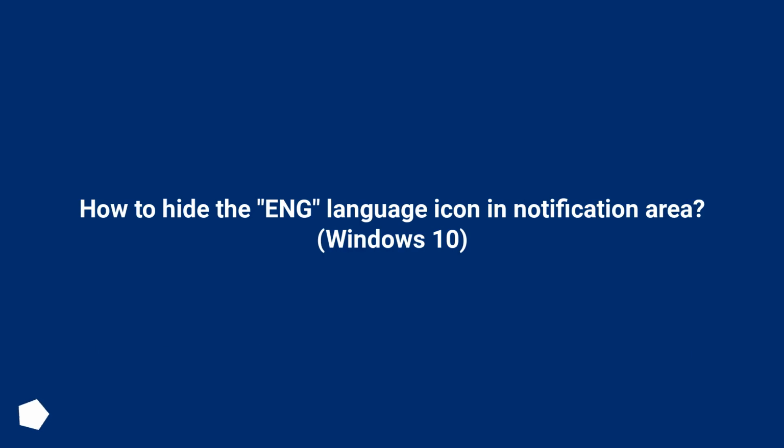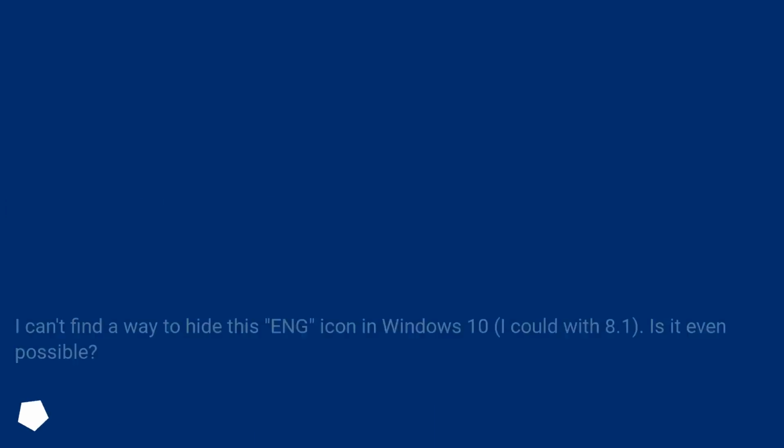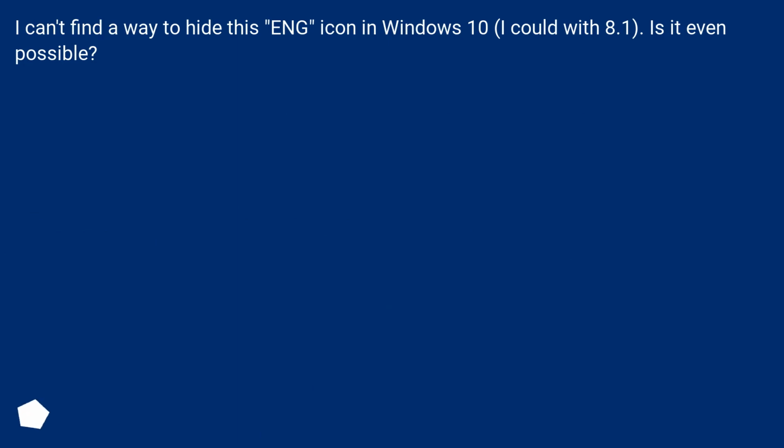How to hide the ENG language icon in notification area, Windows 10. I can't find a way to hide this ENG icon in Windows 10. I could with 8.1. Is it even possible?